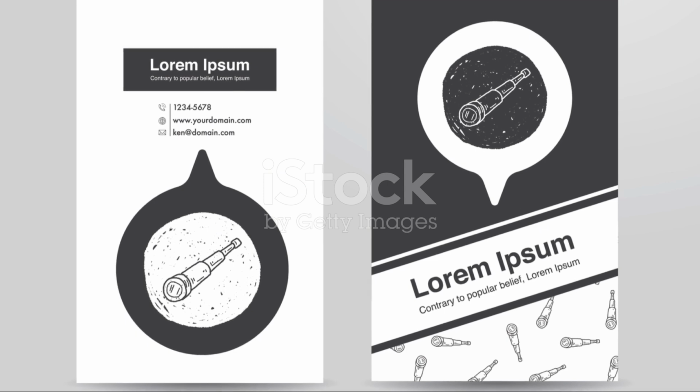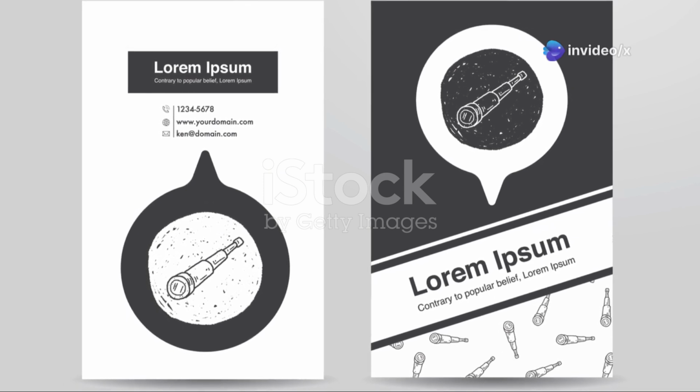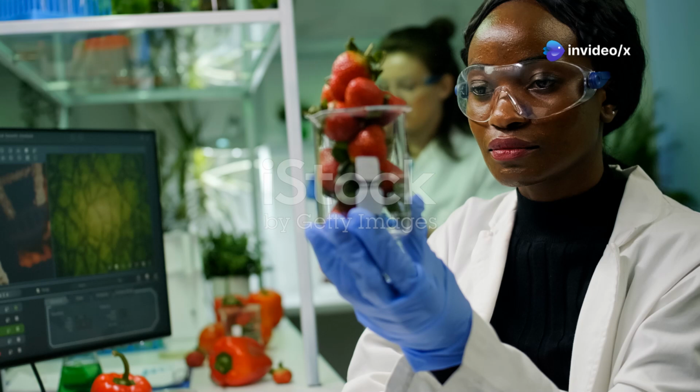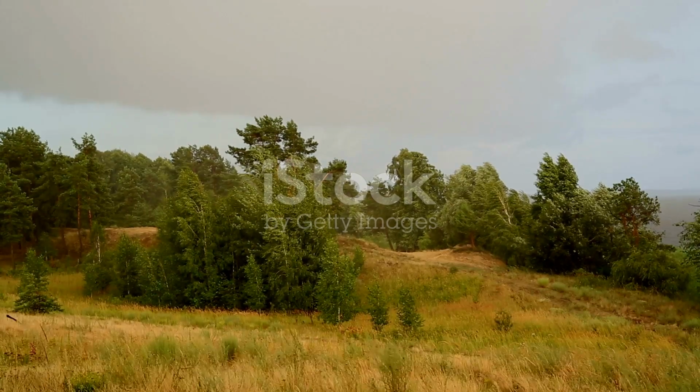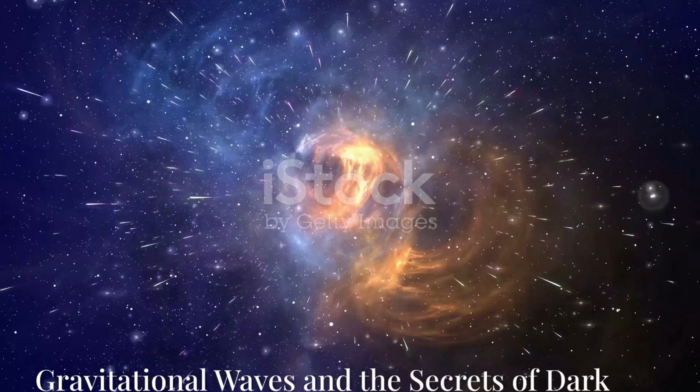However, detecting primordial gravitational waves is even harder. These waves have been stretched out over billions of years. This makes them incredibly faint and difficult to distinguish from noise. It's like trying to hear a pin drop in the middle of a hurricane.